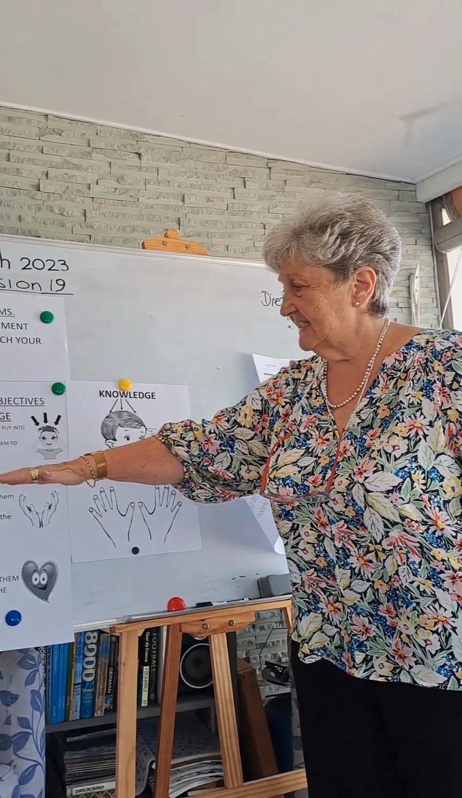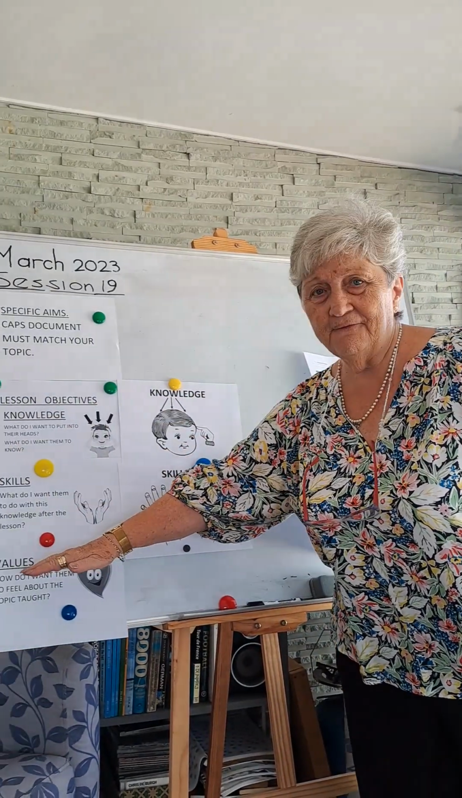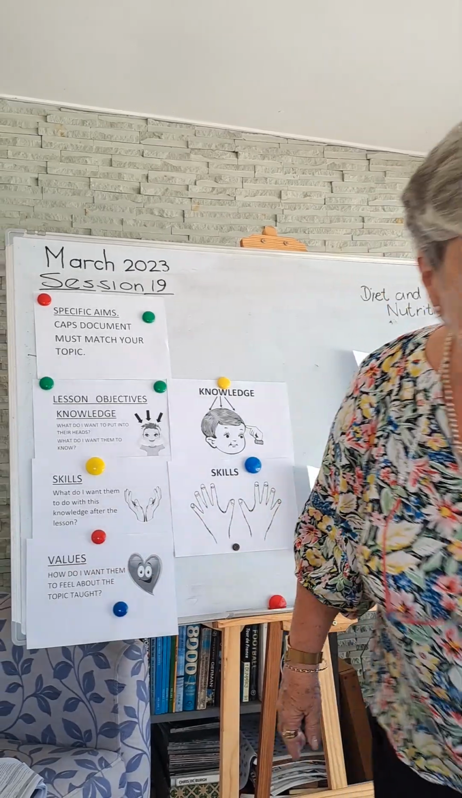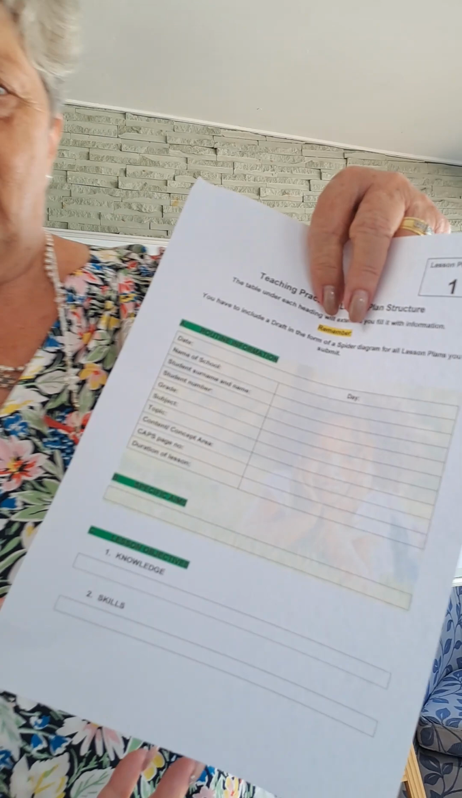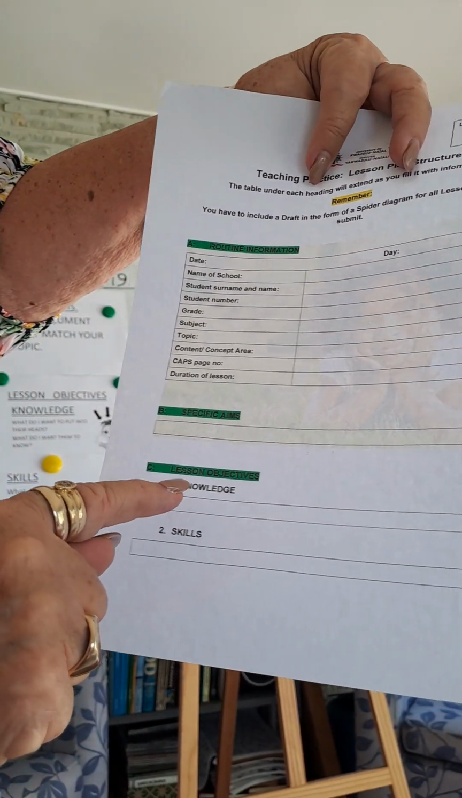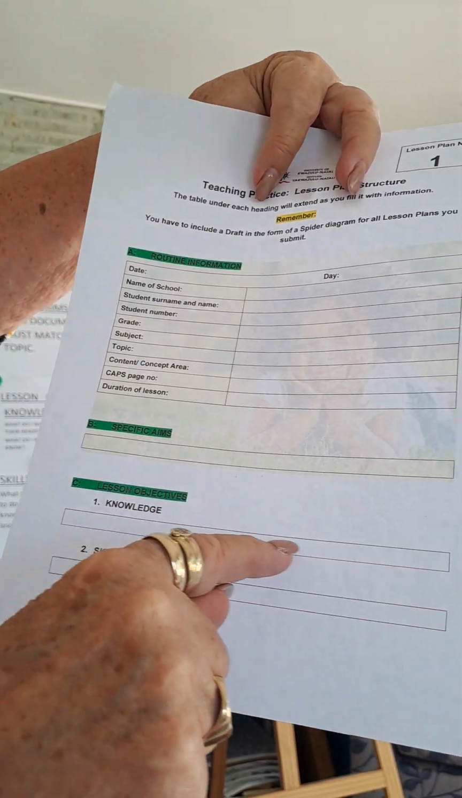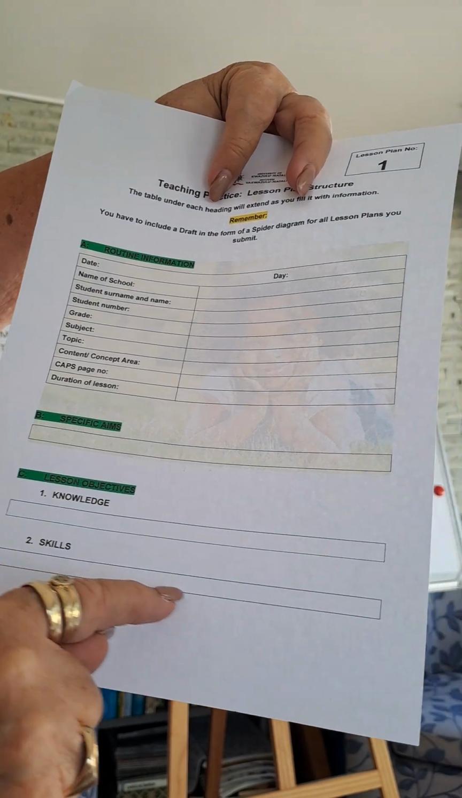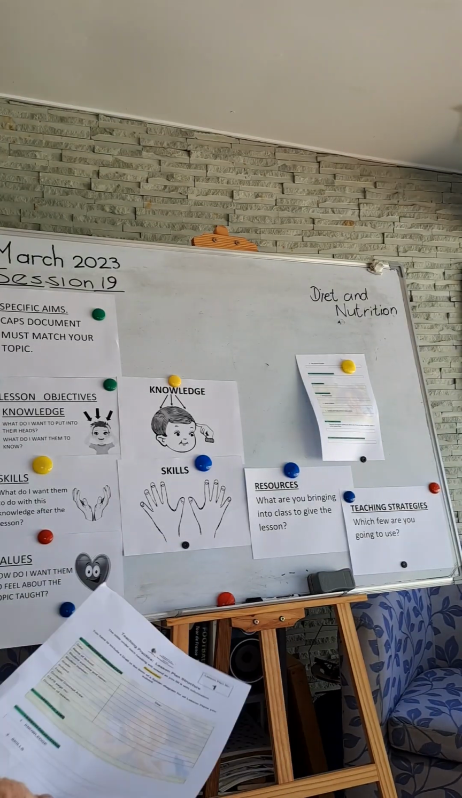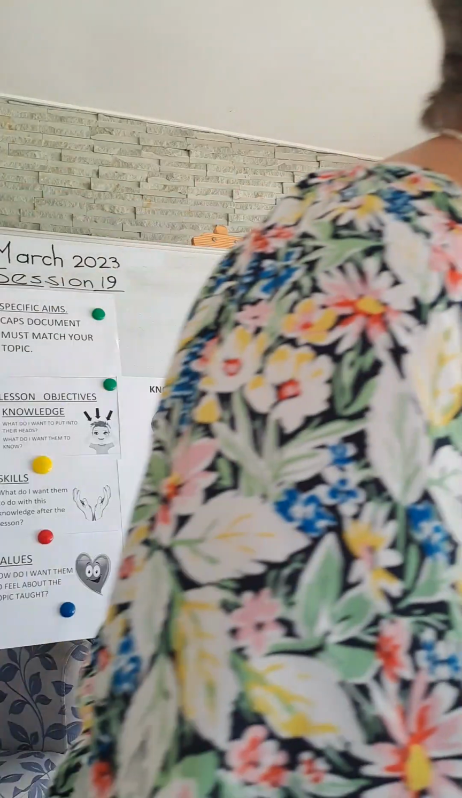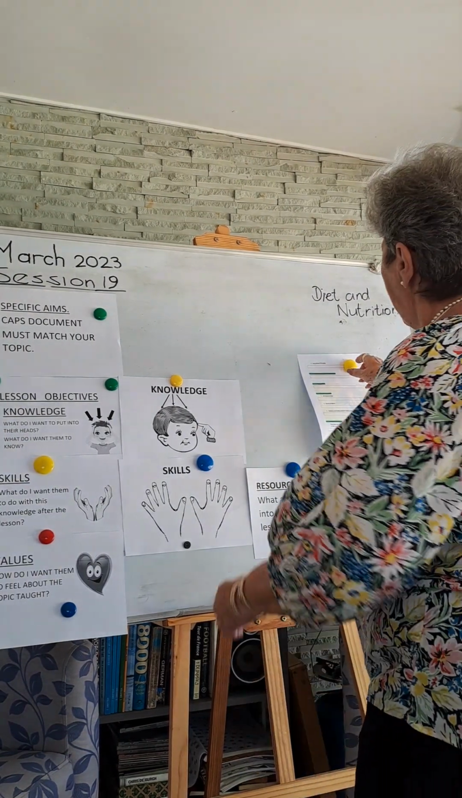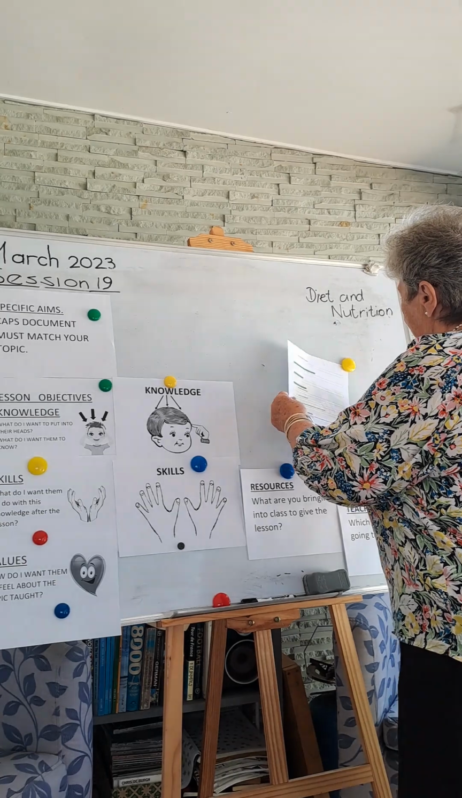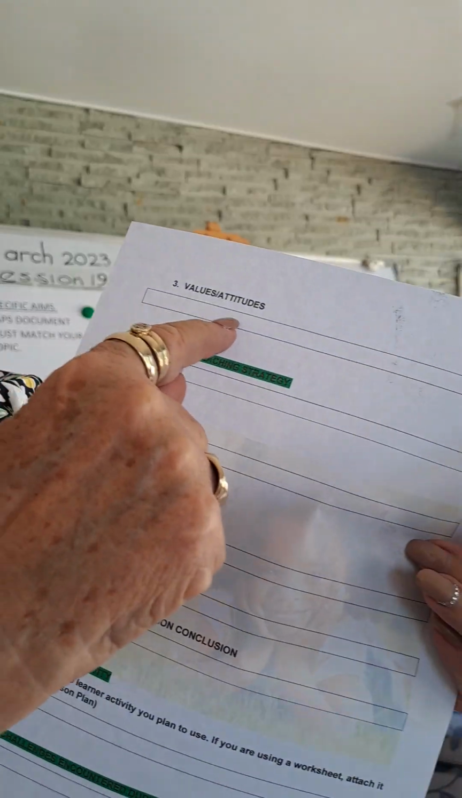Knowledge, skills, and values. And it comes under here, and you will see it on your template. Knowledge, and you write it in there. Skills, and you write it in there. And where's the third one? Oh, in here. And values, which you also write in that area there.